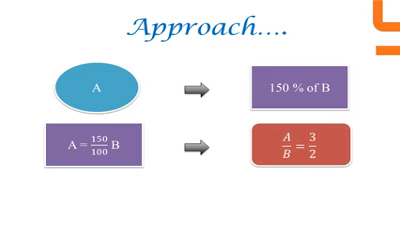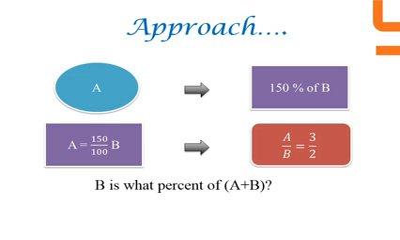Now it is asked in the question, B is what percentage of A plus B? So how do you formulate the formula from that question? B is what percentage of A plus B? So what do we need? We need B divided by A plus B. That is, we have to find out B is some X percentage of A plus B. We have to find out by doing B by A plus B.